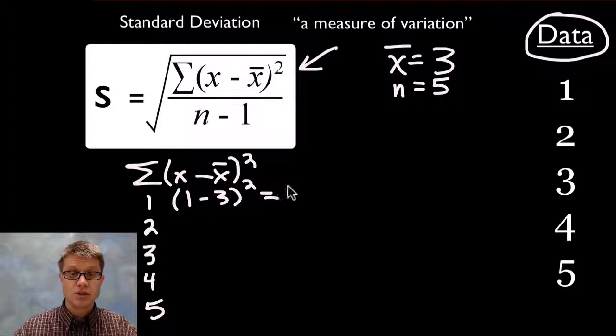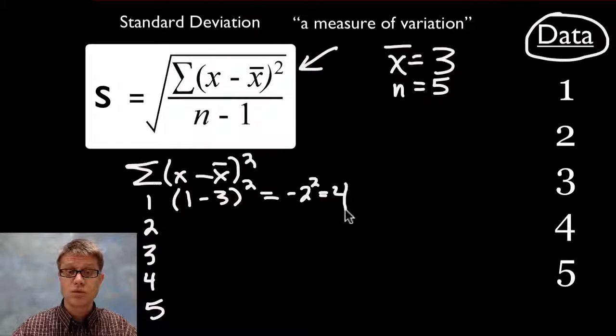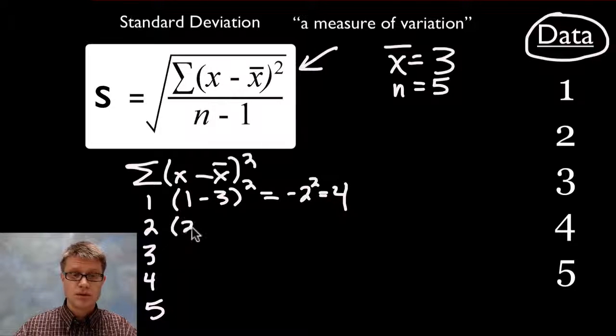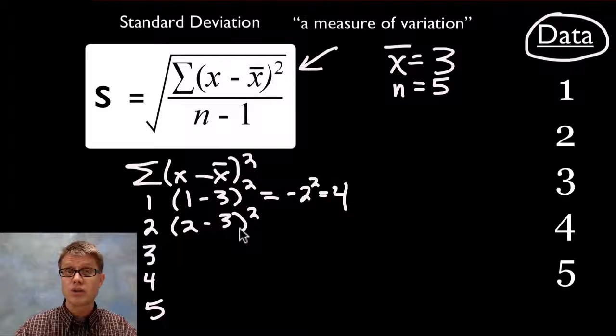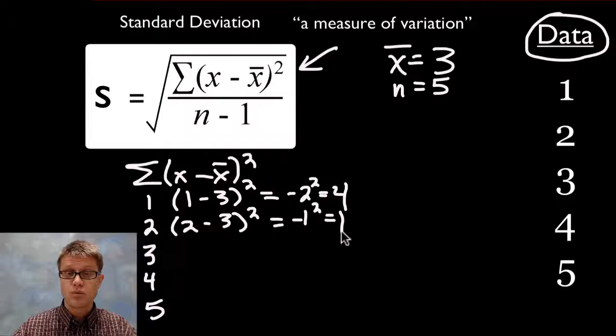1 minus 3, and we square that, is going to be negative 2. And if we square that, so that's negative 2 squared, that's 4. Let's go to the next one. Well, this is 2 minus 3, so that stays the same. So that's negative 1 squared, and that's going to equal 1.